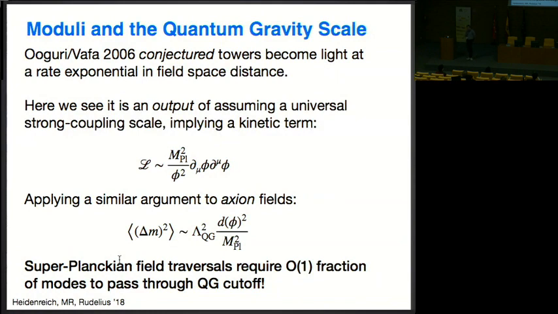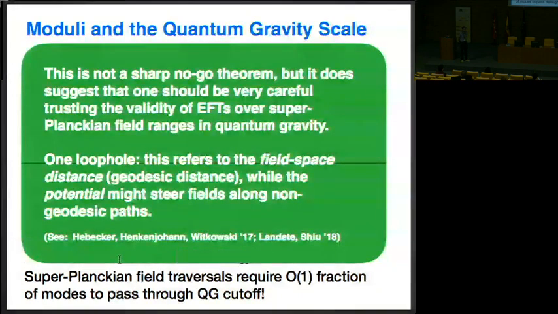And so I think this is very suggestive. It means that if you believe this picture where everything is becoming strongly coupled at the same kind of scale, you should be very careful about trusting field ranges that are super-Planckian. Within effective field theory, this is really dangerous, because the average particle mass is actually moving by an amount that takes it in or out of your effective theory as you're going this super-Planckian distance. So that supports these ideas that we should be careful about super-Planckian field ranges.